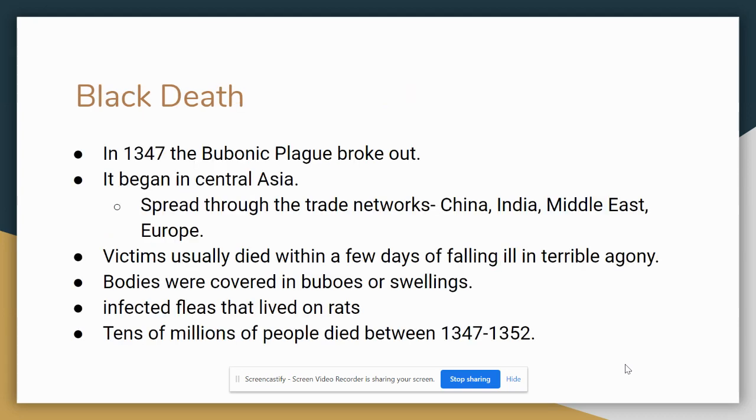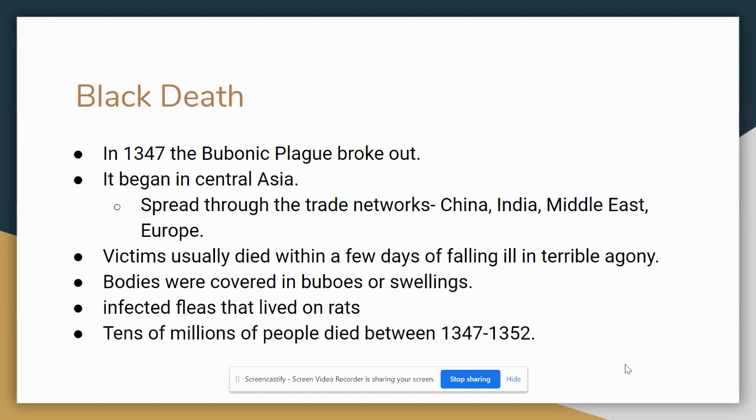So in 1347, the bubonic plague broke out, and it began in Central Asia. And we have to think about what was going on at this time period. We discussed the Crusades and how people are moving back and forth. Trade networks are also starting to open up, and some of those major ports of entry are located in China, India, and the Middle East. And so this is where we start to see that the plague is breaking out.